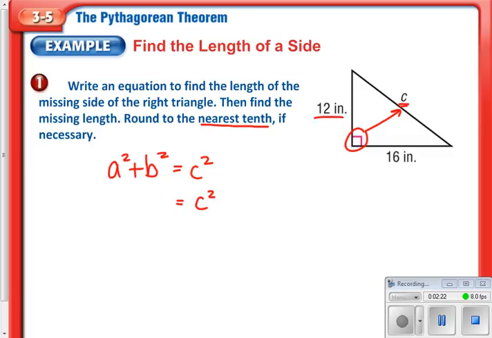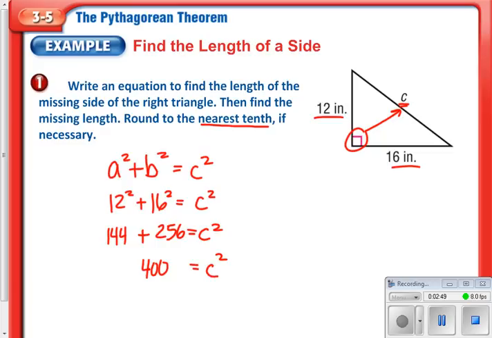Now, 12 and 16 are legs. It doesn't matter what you put in for a. If you put 12 in for a or 16 in for a, you need to put the other one in for b. So I'm going to go ahead and say 12 squared plus 16 squared. Go ahead and figure these out. We get 144 plus 256 equals c squared. Working down your paper, we get 400 equals c squared.